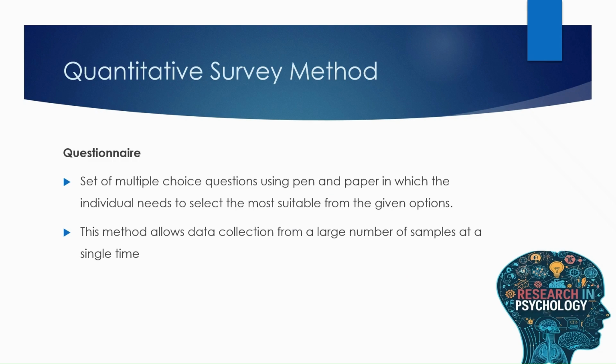Next is questionnaire. A questionnaire is a set of multiple choice questions using pen and paper in which the individuals need to select the most suitable answer from the given options. This method allows data collection from a larger number of samples at a single time or at the same time. So simply, you have a set of MCQs or multiple choice questions, you give it to the participants and participants have to just simply read the questions and choose the appropriate answer that is applicable for them. Right? So in this way, if you have a bunch of participants, it's easier for you to collect responses from all of those participants at the same time.